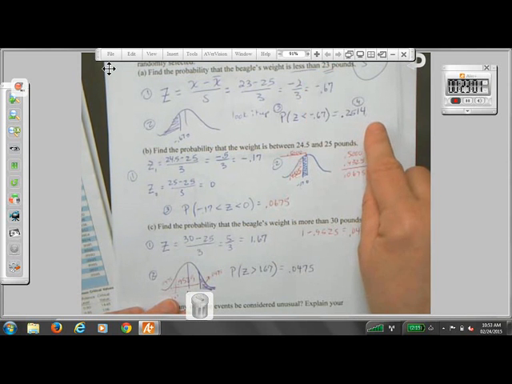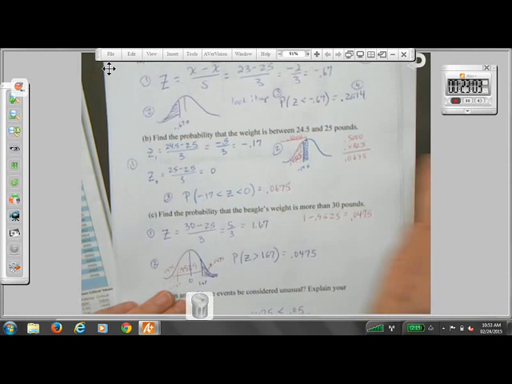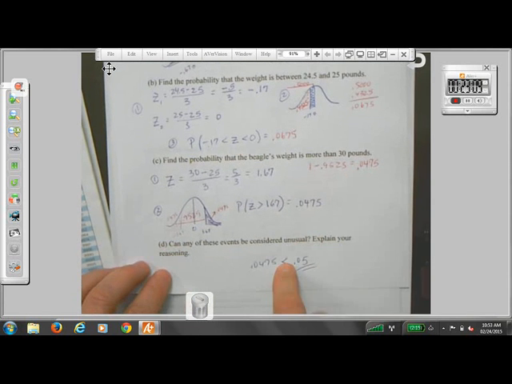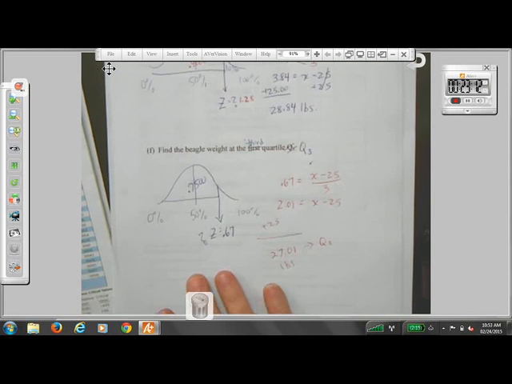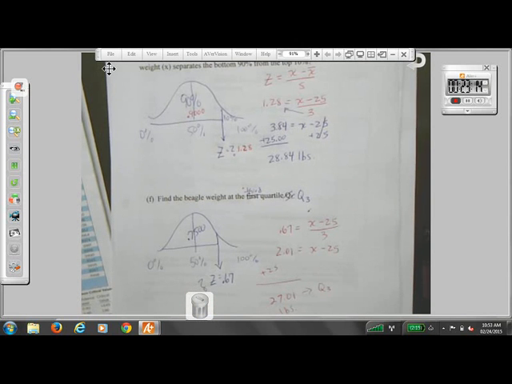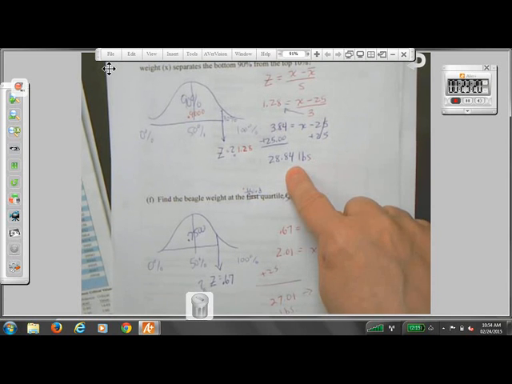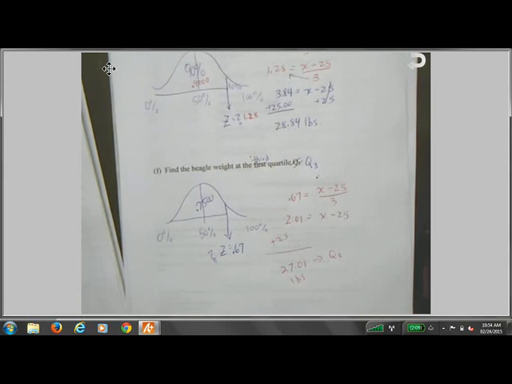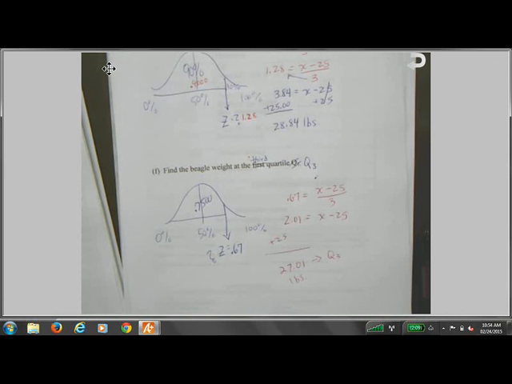So we did a less than, we did a between, we did a more than, then we answered an unusual or not question. Then on the second page, we went the other direction, going from the body of the table out to the Z-scores to find the top 10% weight and to find the third quartile weight. So these are the procedures that you have to use for all these kinds of problems that are assigned today. It should be the same procedure each time, and the more you get accustomed to it, the easier it becomes.